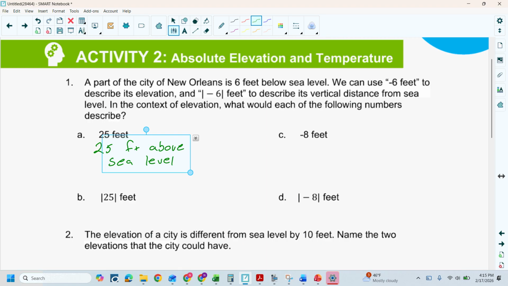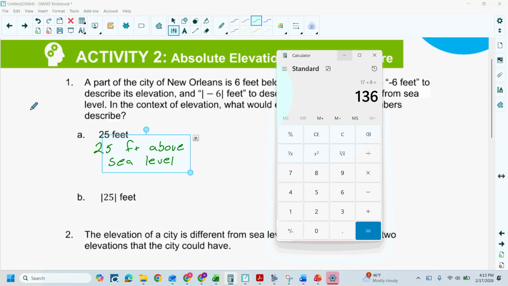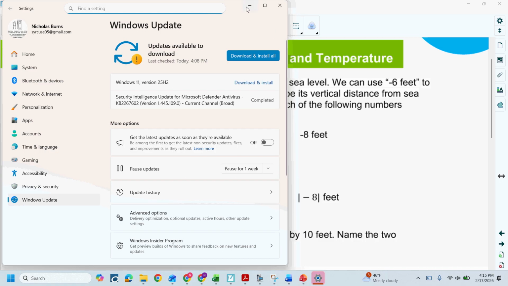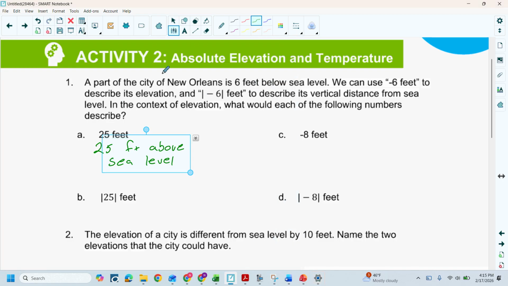Okay? And now, one of the reasons for that, okay? Go away. Go away. I don't need multiple calculators. And I don't even know what you are. Oh, alright. I'll update that computer later.